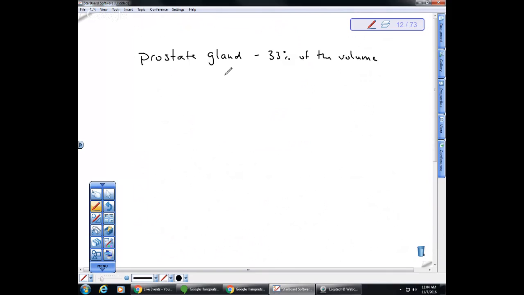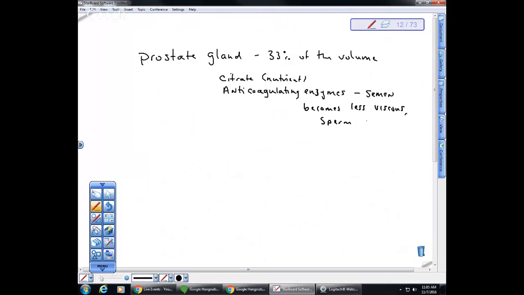It contributes another nutrient that is called citrate. This is a nutrient needed by the sperm. And then it also produces anticoagulating enzymes. So these would act after the sperm has been in the vagina for a while. This makes the semen become less thick, less viscous, so the sperm can move. Right, so first you coagulate and then you anticoagulate the semen.